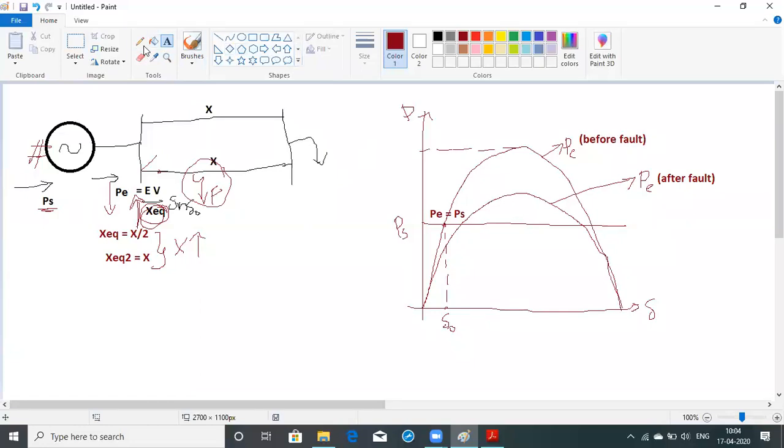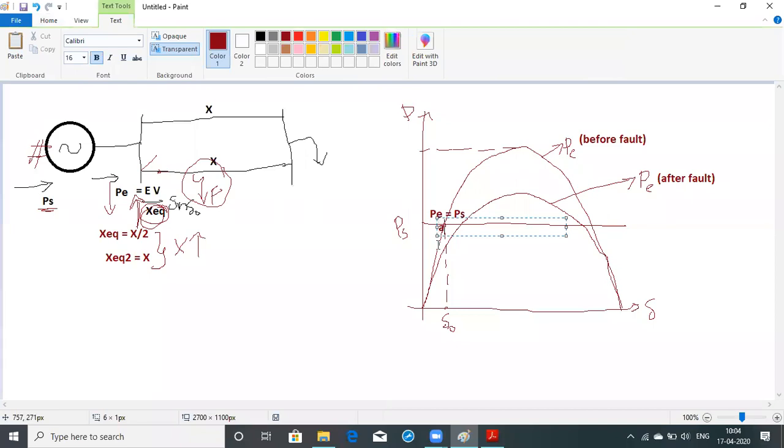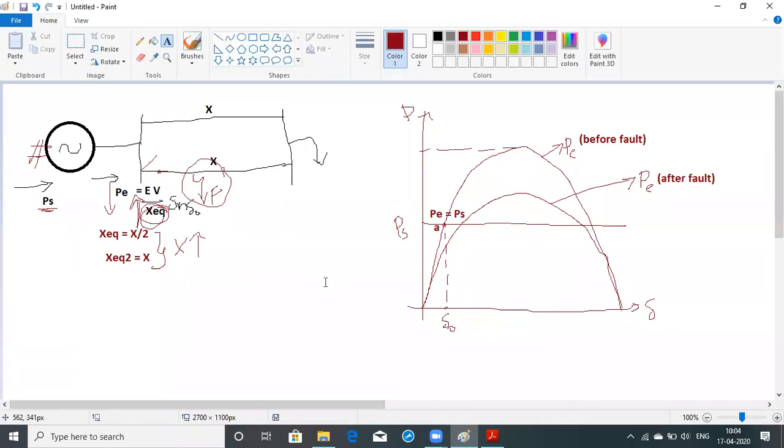So what is the analysis? This point I'm indicating as point A. Here at point A, it is running under the stable condition, but whenever the fault takes place, this value will drop to here. So it will come to this point. I'm going to assume this point as B.